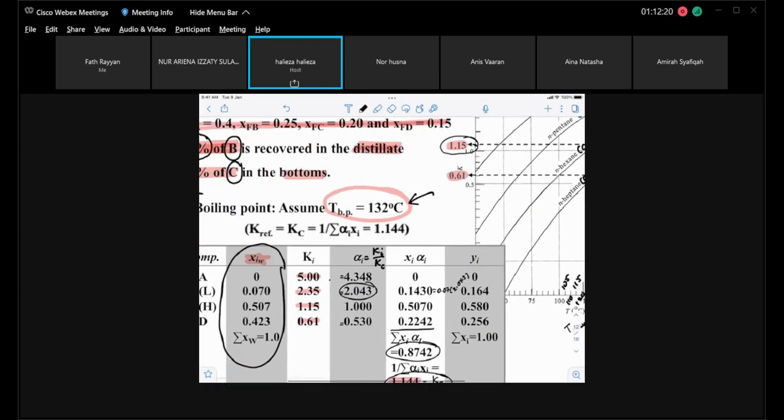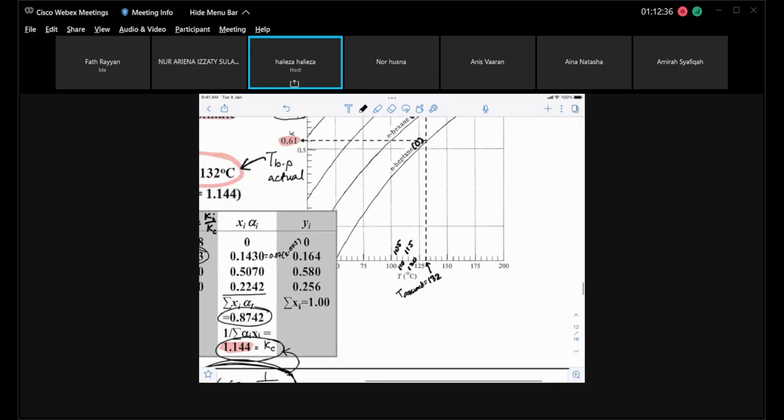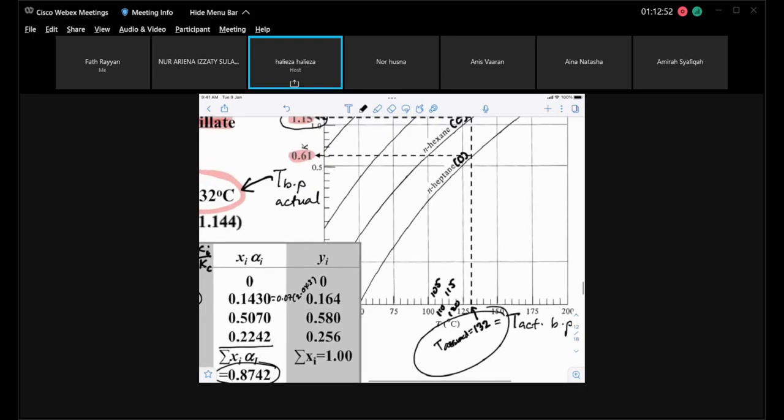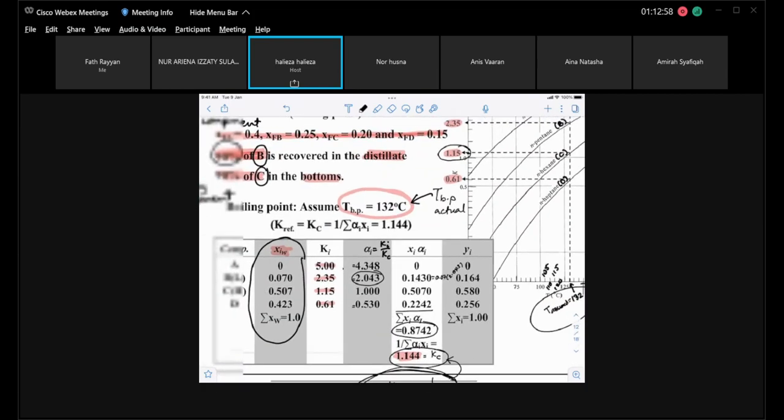So now you get that as the actual temperature of your boiling point. Because you already checked based on the calculated summation here, based on this equation, you get your new K value for your reference component, and you use the graph to check the boiling point. So now that is actually your actual boiling point because it's so close. 1.15 and 1.14 is very close. Why? Because you're using the graphical method. Unless you have an equation to calculate, that would be better. Okay? So that is how you get your boiling point.